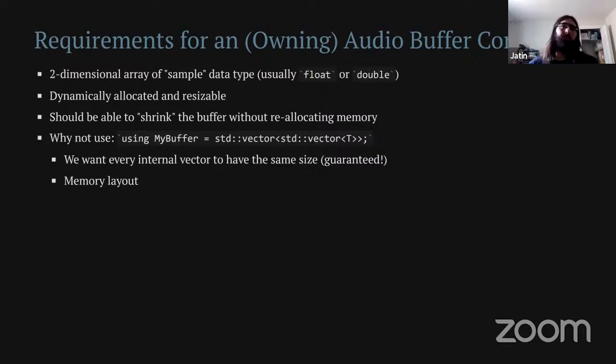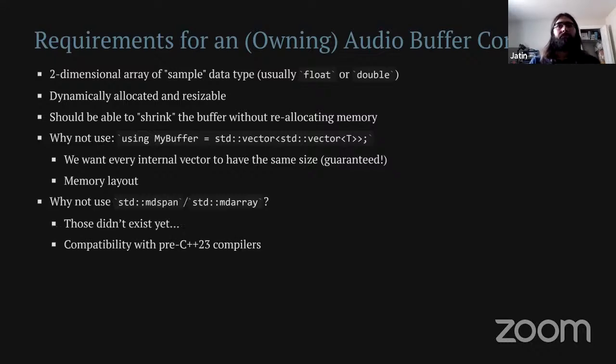And then I also wanted to have a little more control over the memory layout, which I'll talk about in a second here. If you're right on top of the latest in the C++ standard library, you might say, well, why not use std::mdspan or mdarray? And at the time, those didn't really exist yet, or at least I wasn't aware of them. It seems like those would be really good candidates for doing this kind of stuff now.